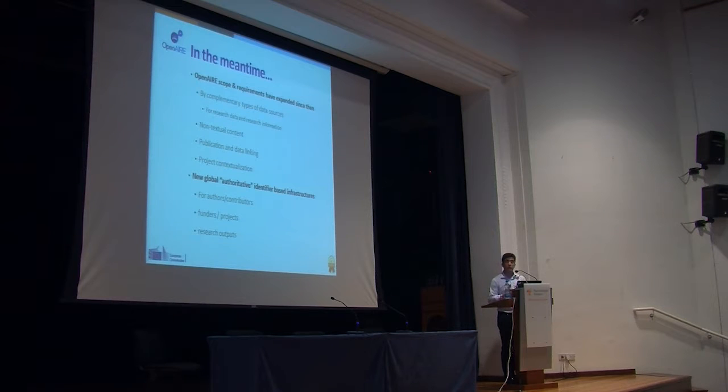In the meantime, the OpenAIRE scope and requirements have been expanded since then by complementary types of data sources for research data and research information, non-textual content, publication and data linking, project contextualization, and for new global authoritative identifier-based infrastructures for authors, contributors, funders, projects, research outputs.